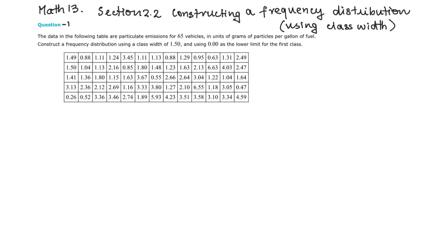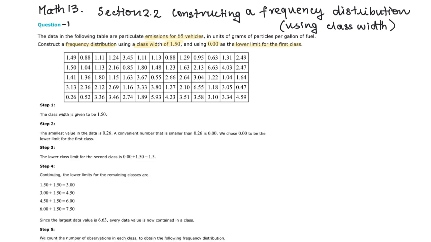Let's look at an example from section 2.2, constructing a frequency distribution using class width. This table represents the particulate emissions for 65 vehicles. We need to construct a frequency distribution using the class width of 1.50 and using 0.00 as the lower limit for the first class. First, identify the smallest and largest value in the table. So 0.26 is the smallest of the data and 6.63 is the largest value in the data.